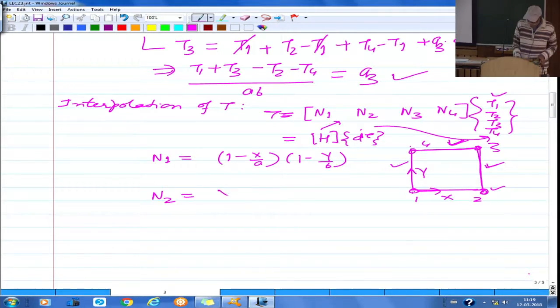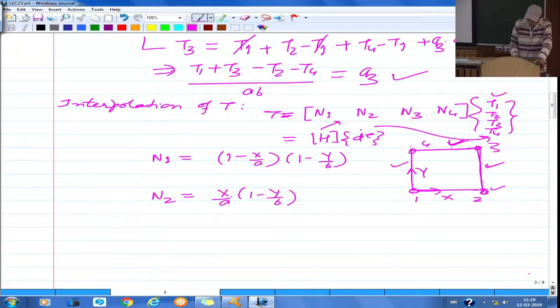The equation of this line is x by a equal to 0. So we are taking only the left hand side, x by a, and the equation of this line is 1 minus y by b equal to 0. So 1 minus y by b becomes your n2. You will see that this is 0 at all the nodes other than node 2.